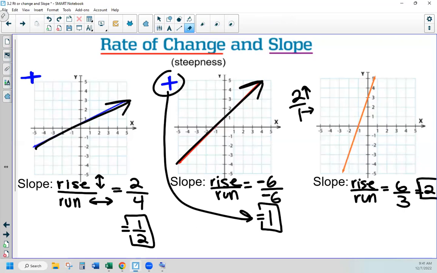Or perfect points? What points did I choose before? Did I choose this one and this one? So 1, 2, 3, 4, 5, 6, and then 1, 2. Oh, I made a mistake. I wrote this wrong.